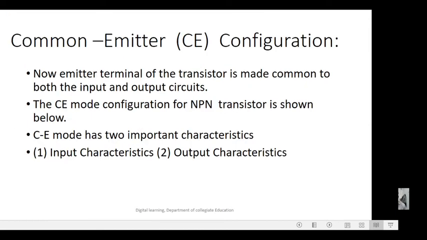Common emitter CE configuration: now the emitter terminal of the transistor is made common to both the input and output circuits. The CE mode configuration for an NPN transistor is shown below. CE mode has two important characteristics: one is input characteristics and two is output characteristics.